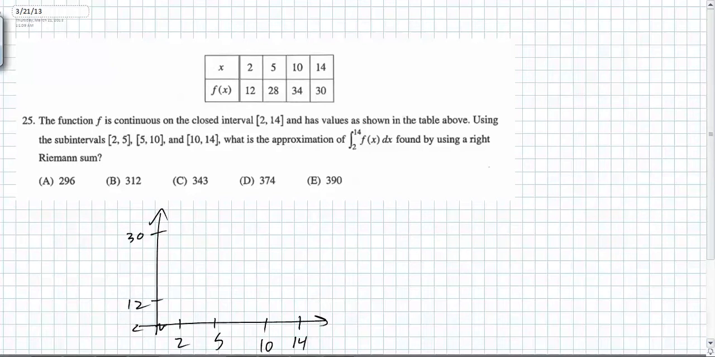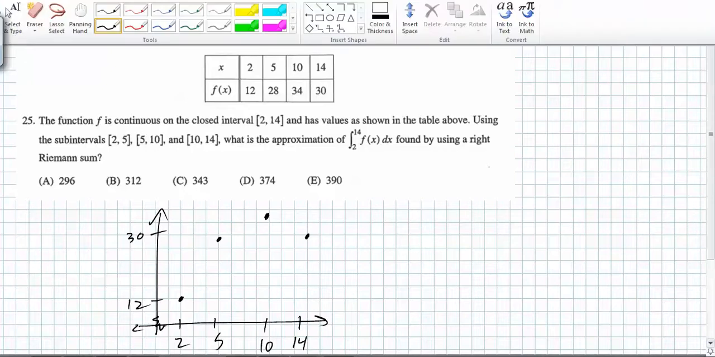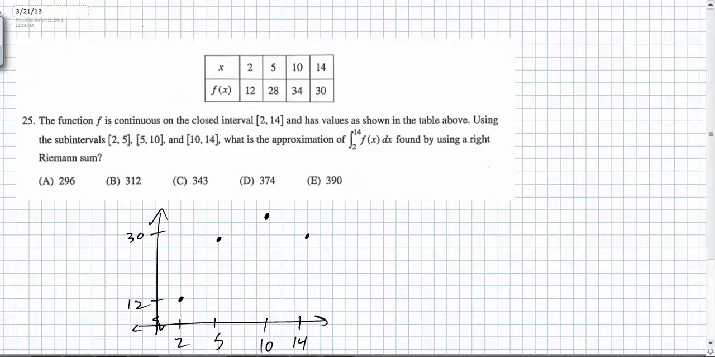Great, I have a little squiggly line here, a little squiggly line right there. Let's plot these points: (2, 12), (5, 28), (10, 34), and (14, 30). So something like that, right? About. So it says on the intervals 2 to 5, 5 to 10, and 10 to 14, and you're using, what are you using? Subinterval, what type? Right. That's the key word right there.